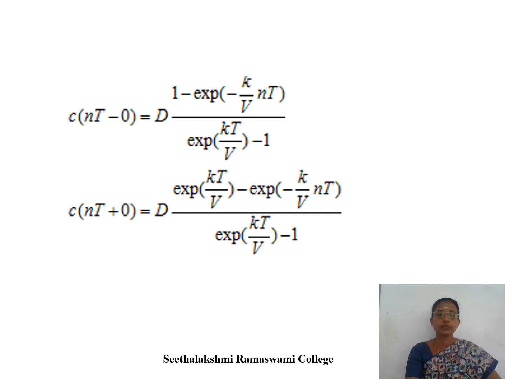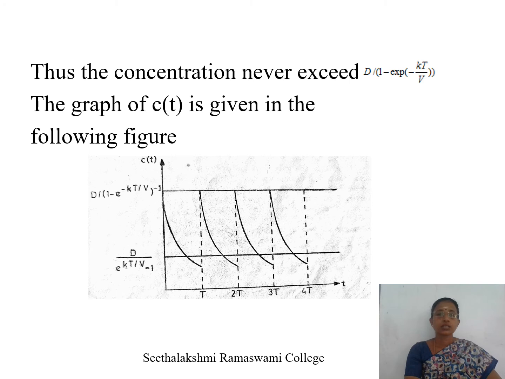Then C(nT - 0) can be written as D (1 - e^(-K/V nT)) divided by (e^(KT/V) - 1), and C(nT + 0) can be written as D (e^(KT/V) - e^(-K/V nT)) divided by (e^(KT/V) - 1). Here C(nT - 0) and C(nT + 0) represent the concentration of glucose at the end and the beginning of the interval. The concentration never exceeds D divided by (1 - e^(-KT/V)).